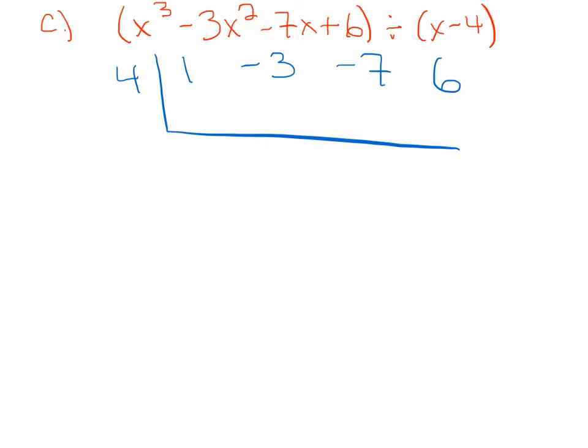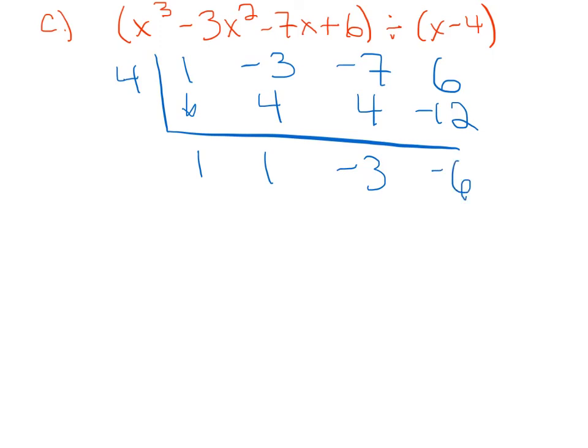X minus 4 represents our x minus k, so our k value is 4, and that's what goes on the outside. Always the opposite of the sign you see inside the parentheses. Bring down our 1, 4 times 1, we get 4. Combine to get a 1, and we get 4 again. Combine, this time we get a -3. 4 times -3 gives us -12, and combine to get a -6.